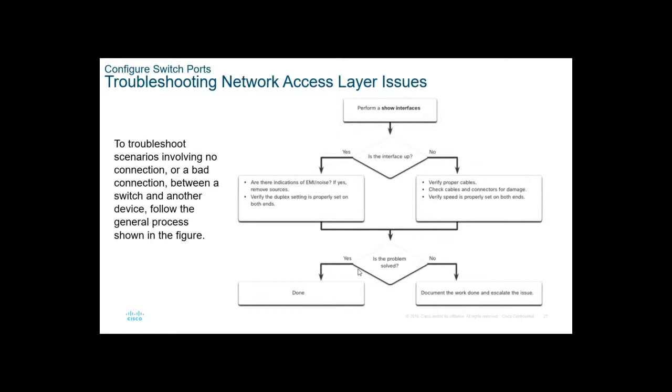So to troubleshoot network access layer issues, we're going to look at the show interface command and see, is the interface up and up? Well, if it's up and up, let's check for maybe electromagnetic interference or radio frequency interference, a kinked cable, something of that nature that's causing problems. If it won't even come up and up, the cable's not plugged in, or it's the wrong cable type. We can check to make sure that everything's set properly on both sides.